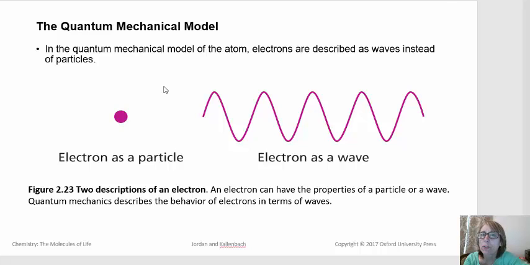So one of the unusual features of an electron is that sometimes it behaves like a particle, which has a certain set of physics, and then sometimes it acts as a wave, which has another set of physics. So quantum mechanics kind of melds those two together so we can have a better understanding of how electrons work and how to predict their properties.